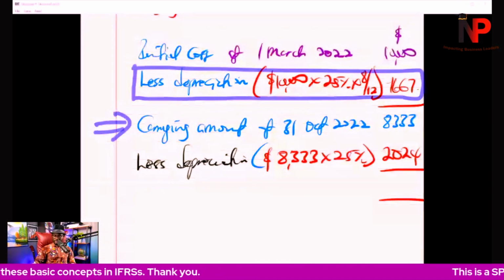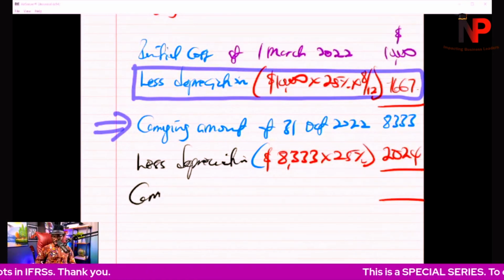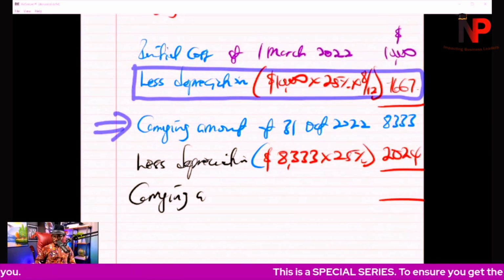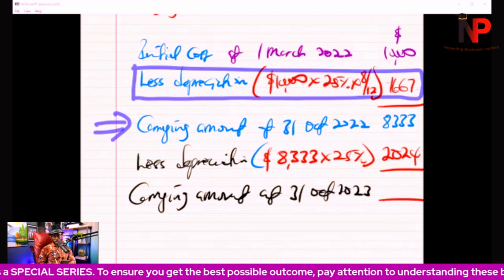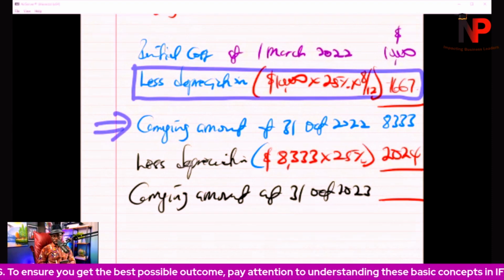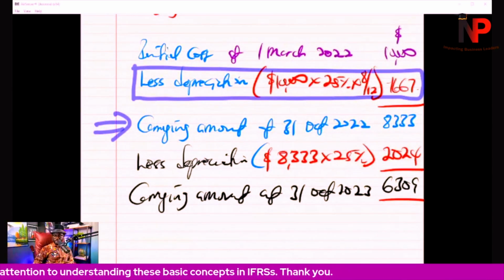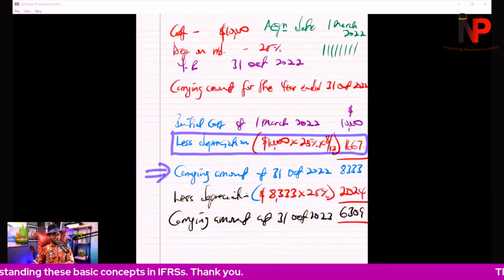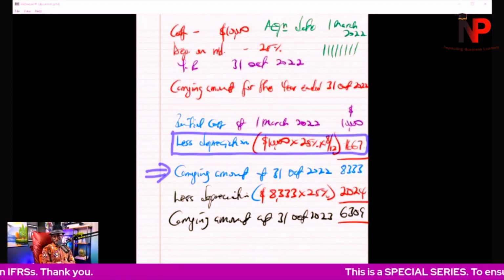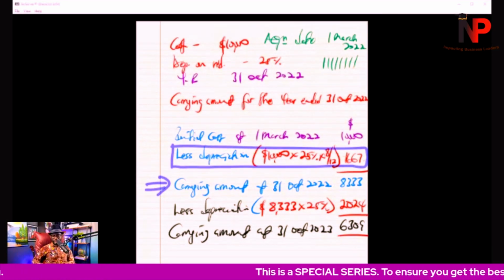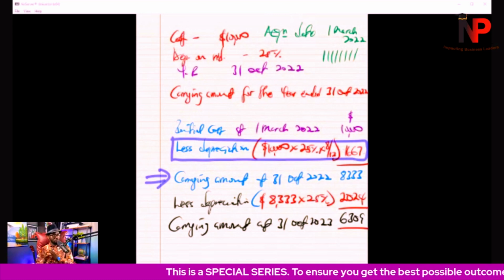So we less that, and that gives us the carrying amount at the end of 31st October 2023. And so 8333 minus 2024, and that is 6309. So that becomes the carrying amount in 2023 year ended. So that is the reducing balance method.